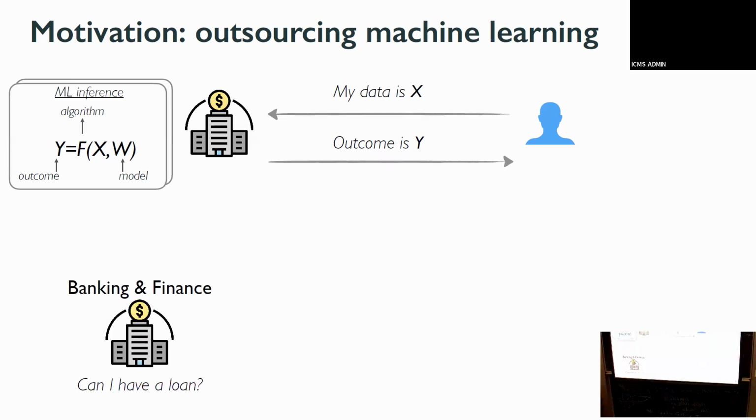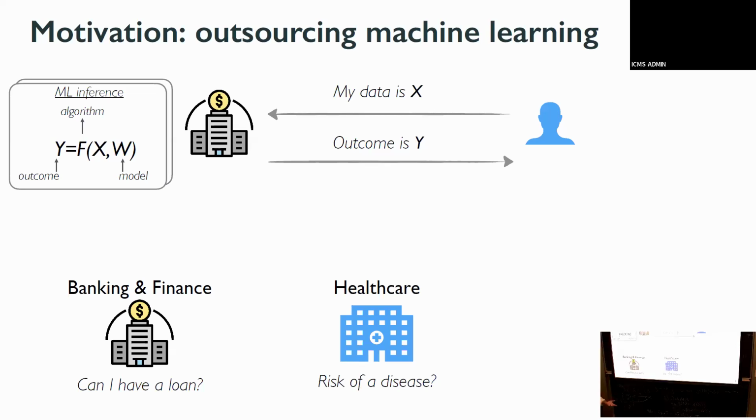This kind of paradigm happens in several practical scenarios. For example, in banking and finance, you may use machine learning models to decide whether you can have a loan, by coming up with a risk score that depends on your credit history. Or you can use it in healthcare, because you can train models to analyze medical images or results of questionnaires and decide what your risk of having a disease is.